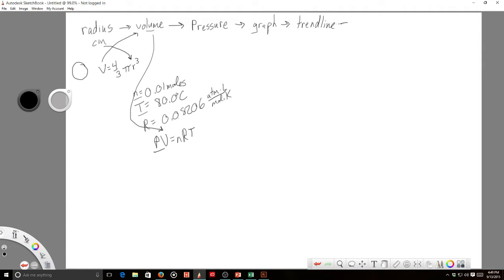And from that trend line, I'm going to be able to figure out my final answer. So that's a lot of steps to start with. So why don't we go over to Excel and start working up some of this information now.